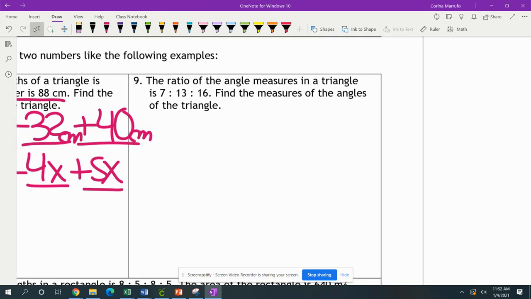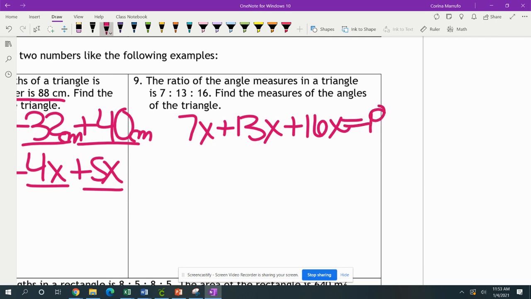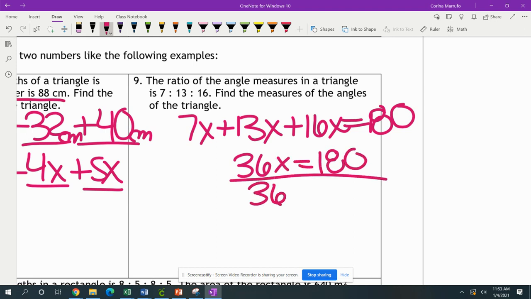Okay, looking at the next one, it says the ratio of the angle measures in a triangle are 7 to 13 to 16. Find the measures of the angle. So this time we're talking about the angle measures. So we have 7x plus 13x plus 16x. And so because we're talking about the angles, the three angles in a triangle will always add up to 180. So we add these up, 7 plus 13 plus 16. That gives us 36x equals 180. We go ahead and divide both sides by 36. And we get x equals 180 divided by 36 is going to give us 5.